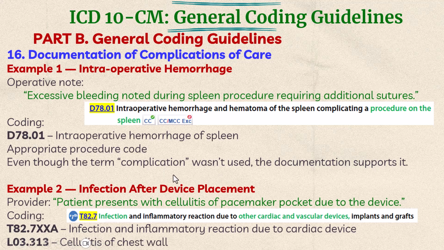Example 2, infection after device placement. The provider document says patient presents with cellulitis of pacemaker pocket due to the device. So for coding you can use T82.7, that is infection and inflammatory reaction due to other cardiac and vascular devices, implants and grafts. So the correct coding will be T82.7XXA, that is infection and inflammatory reaction due to cardiac device, and L03.313, that is cellulitis of chest wall.